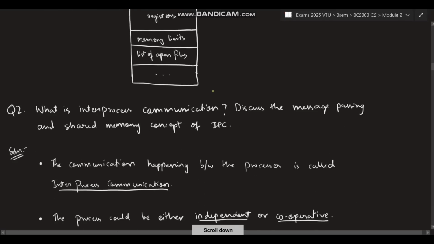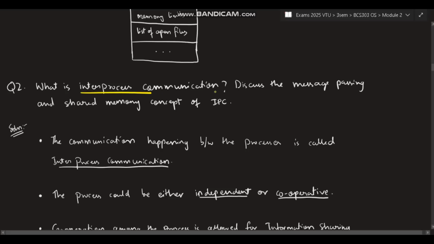And moving on to the second question, we have, what is inter-process communication? What do you understand by the term inter-process? Inter-process means between the processes. Between two processes, if there is communication happening, if there is a data transfer happening, that is called inter-process communication. Discuss message passing and shared memory concept of IPC.